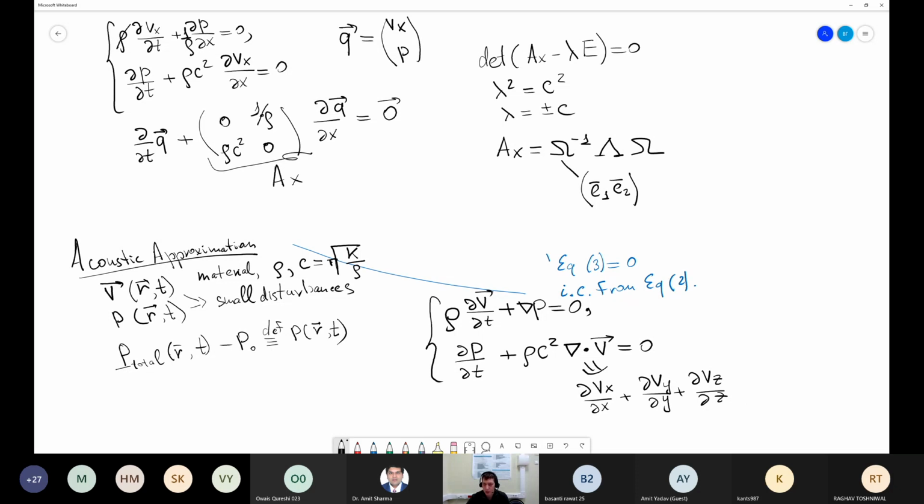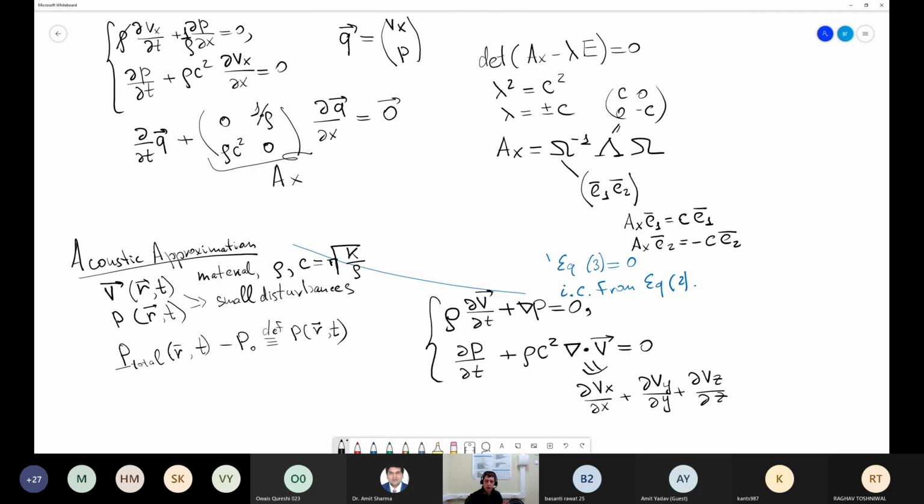And e1 and e2, so A x multiplied by e1 is equal to c multiplied by e1. A x multiplied by e2 is equal to minus c multiplied by e2. The matrix lambda is diagonal, and it contains c and minus c on its diagonal. And omega is the inverse matrix, omega minus 1.